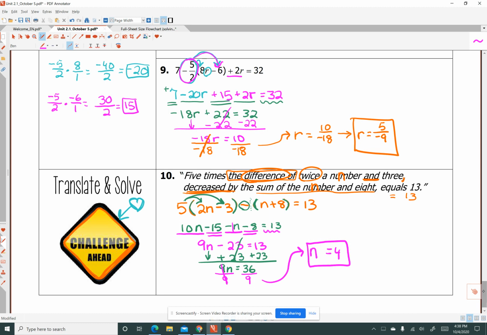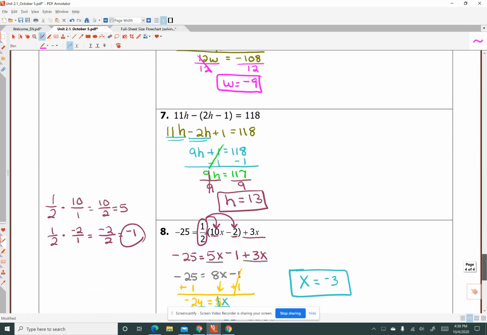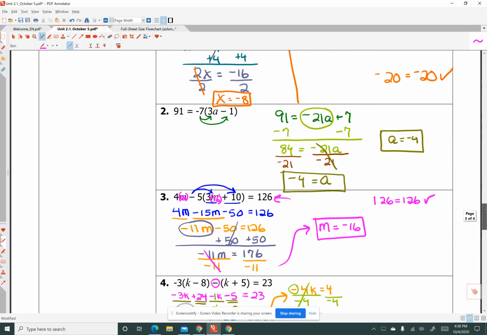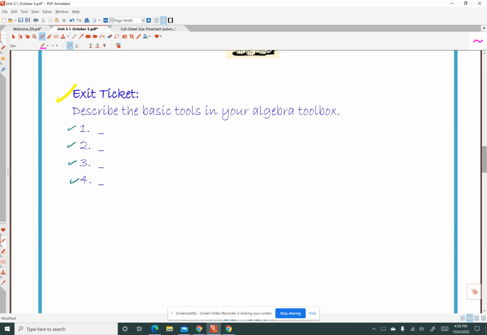You have some homework. You have 2 pages. I think it's about 12 problems. I'm sure you'll do very, very well with that. If you could do these, you're able to do those. Let's look back at that exit ticket.